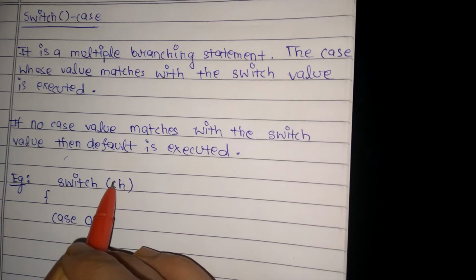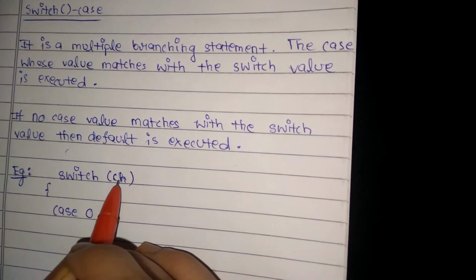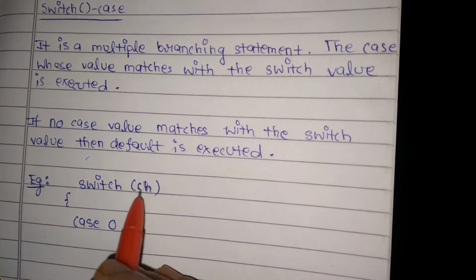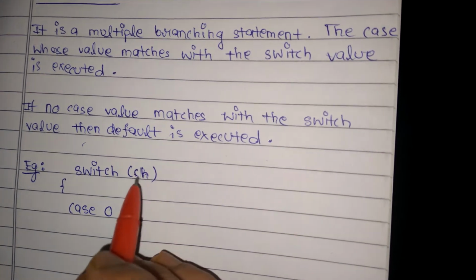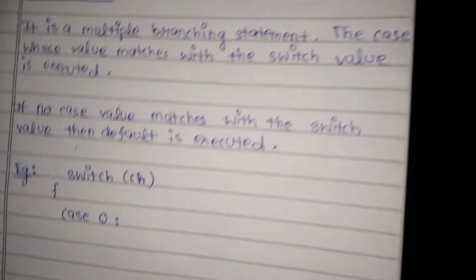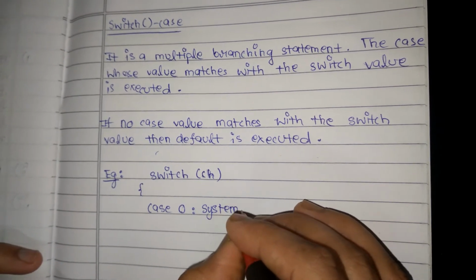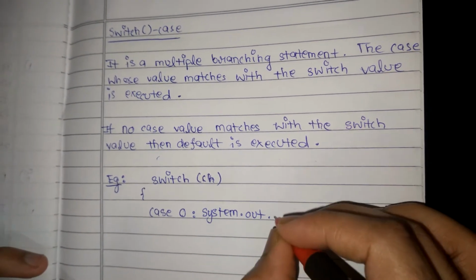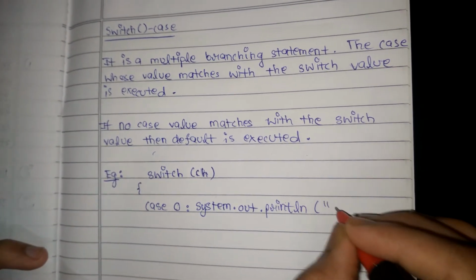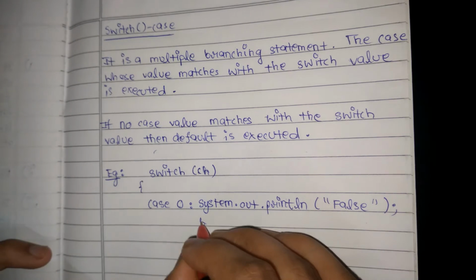See friends, here I am writing ch, meaning character. When we write any character, the Java compiler takes its ASCII code. So if I give any number whose ASCII code is 0, then that would be matched and the answer would come according to that. Then I will write System.out.println, and here I will give false. Then break.